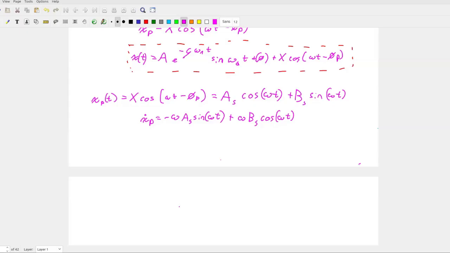Now I can do the exact same to get my acceleration, x double dot of p. Still keep my negative. Now I get an omega squared A s as sine goes back to cosine omega t. And now I get a minus omega squared b s, and I go back to sine of omega t.